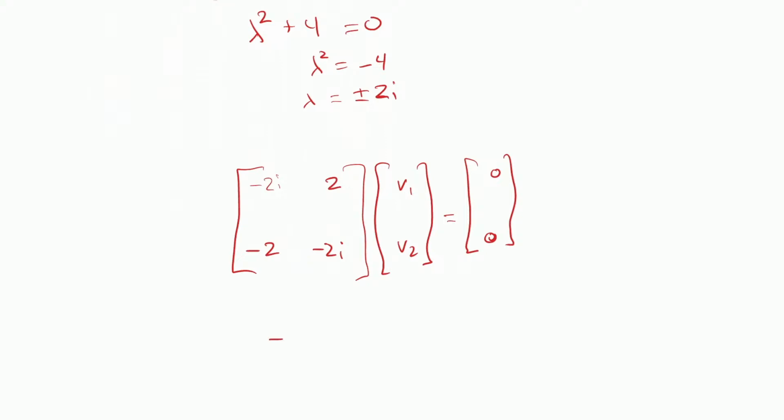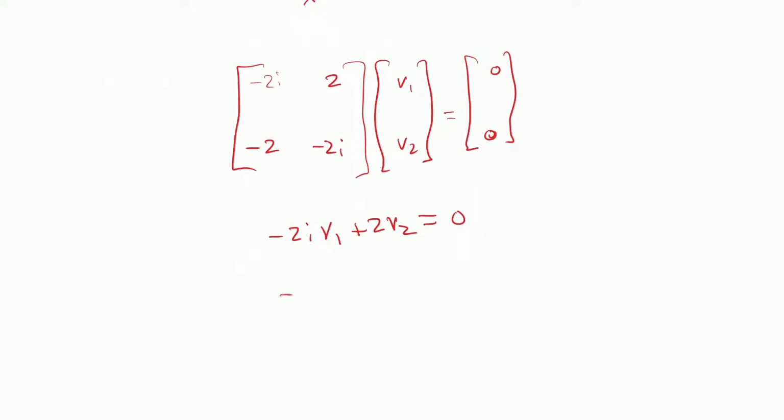So if you multiply through, you get -2i times v1 plus 2v2 is equal to 0. On the bottom, I get -2v1 minus 2iv2 is 0. At first glance, those don't look like the same equation, but they are the same equation. If you don't believe me, take the top one and multiply the whole thing by -i. When you multiply this by -i, you end up with a triple negative, and this becomes -2. When you multiply this by -i, it becomes -2i.